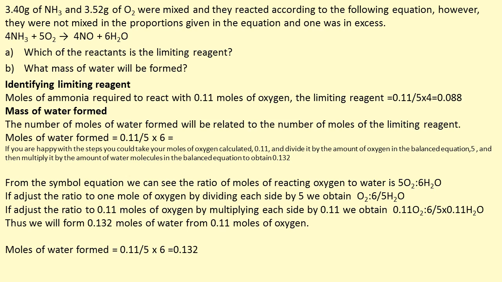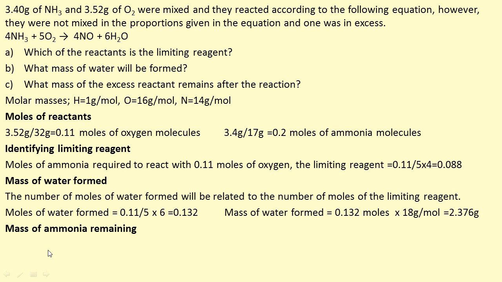The mass of 1 mole of water will be equal to the mass of 1 mole of oxygen atoms plus the mass of 2 moles of hydrogen atoms. So 18. So the mass of water formed will be equal to 0.132 multiplied by 18, giving us a total mass of 2.376 grams. As the data in the question is given to 3 significant figures, you may want to give this answer as 2.38 grams.